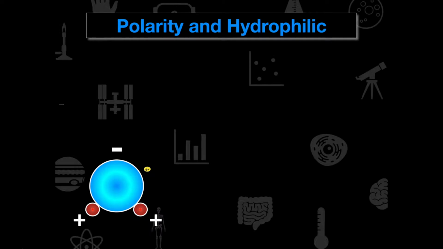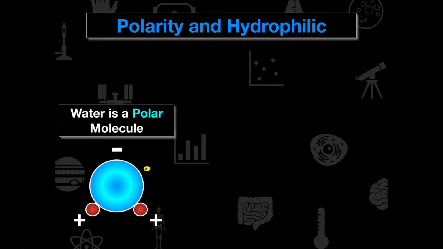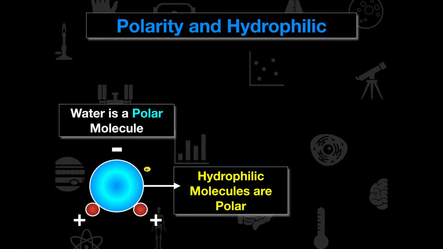So remember, polarity and hydrophilic are related. Water is a polar molecule, and remember, it's because of uneven sharing of the electrons between the covalent bonds that exist in the water molecule. The electrons are spending more time around the oxygen, so we have a partial negative charge on the oxygen and a partial positive charge on the hydrogen. So hydrophilic molecules are also polar.